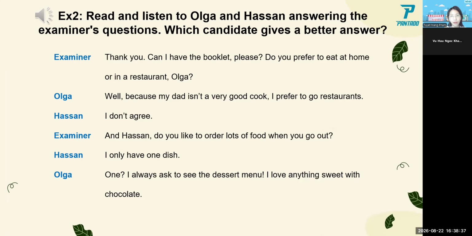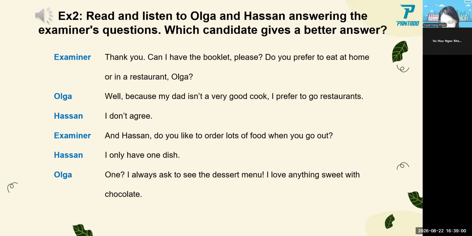Okay, listen please. Read and listen. Pupils Book, Unit 8, page 102. 2. Read and listen to Olga and Hassan answering the examiner's questions. Which candidate gives a better answer?